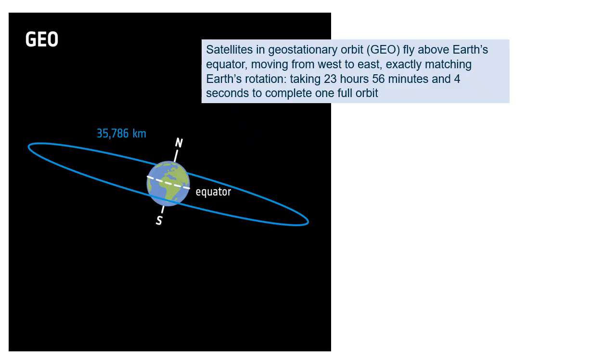Geostationary satellites. Satellites in geostationary orbit fly above the Earth's equator. It will rotate with the same rotation as the Earth. It will also take 23 hours, 56 minutes, and 4 seconds.